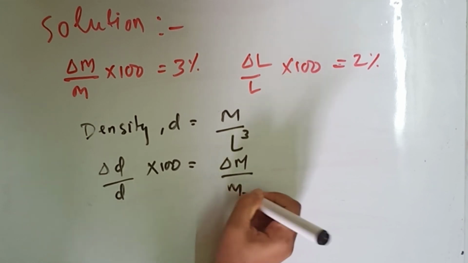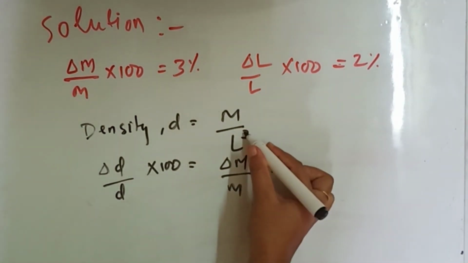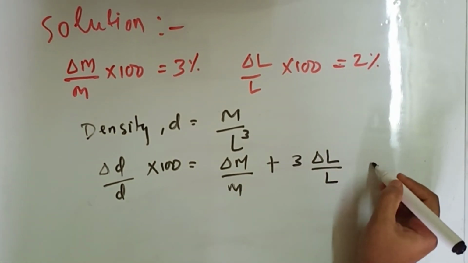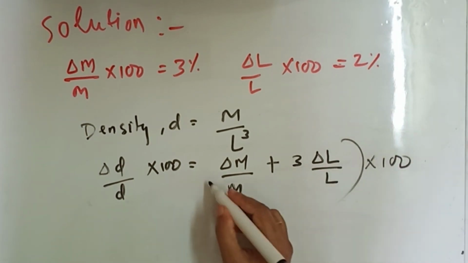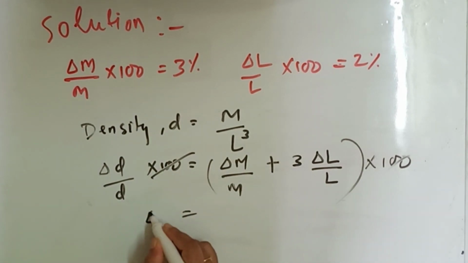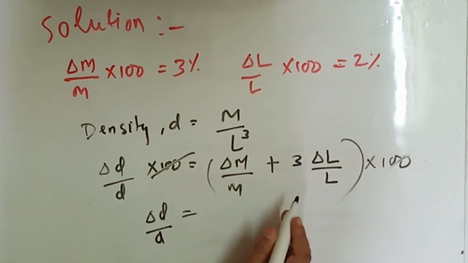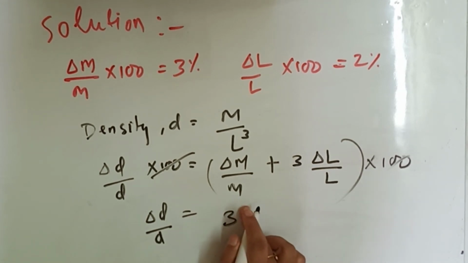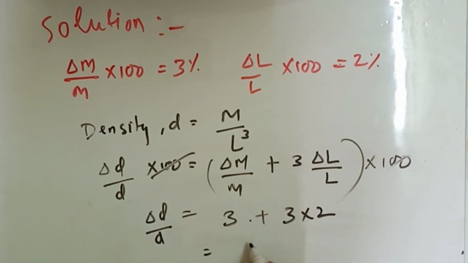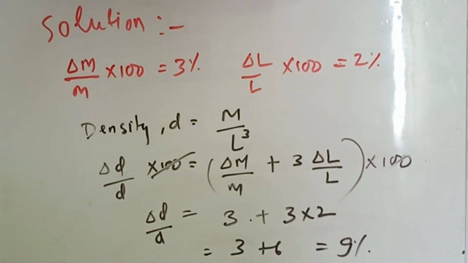So the relative error of mass plus, because these are divided, we'll add the relative error, and this 3 comes in front of L. Now it's very easy, simply substitute delta m by m into 100. You don't have to cancel these hundreds in the beginning only, that's just another way. So to make it more clear, let's assume it's not cancelled, then delta m by m into 100 is 3, delta L by L into 100 is 2, so it gives you 9%. Isn't it really easy? So I hope this concept is clear to you.